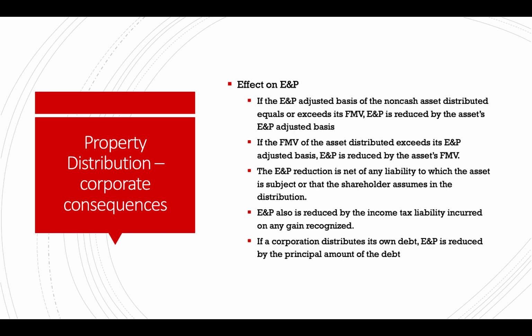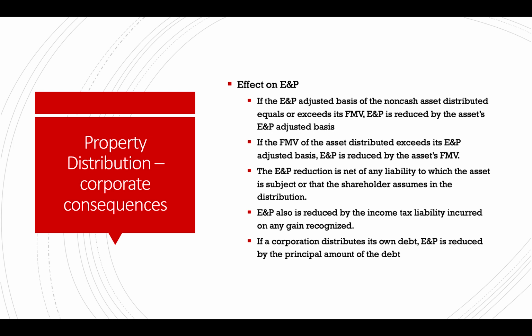And the effect on the earnings and profits. If the earnings and profits adjusted basis of the non-cash asset distributed equals or exceeds its fair market value, earnings and profits is going to be reduced by the asset's earnings and profits adjusted basis. So if the adjusted basis is equal to or greater than the fair market value, earnings and profits is reduced by that adjusted basis. But if the fair market value is greater than the adjusted basis, earnings and profits is reduced by the fair market value. So whichever's bigger.